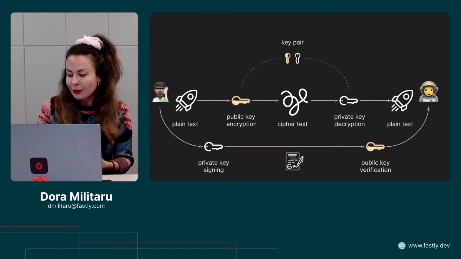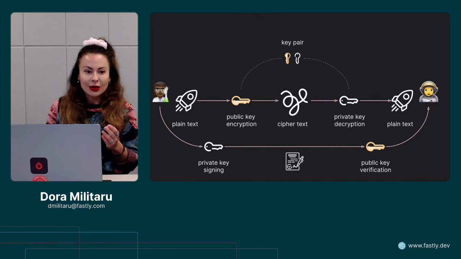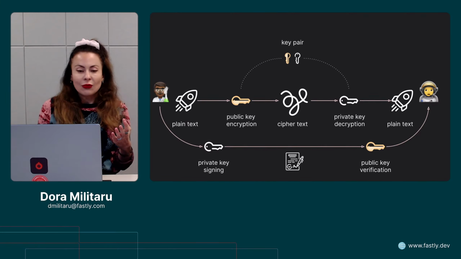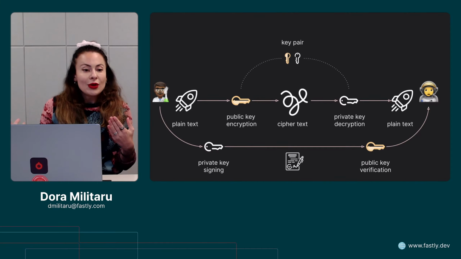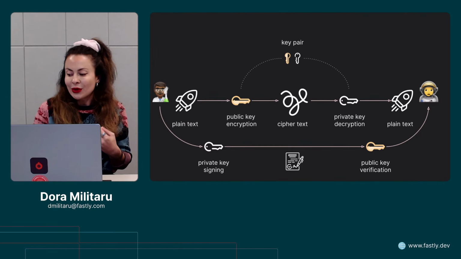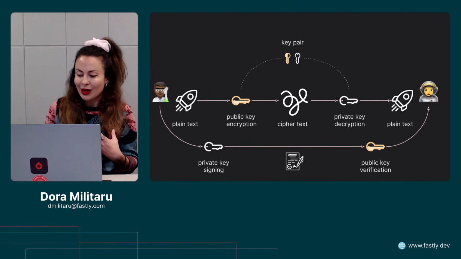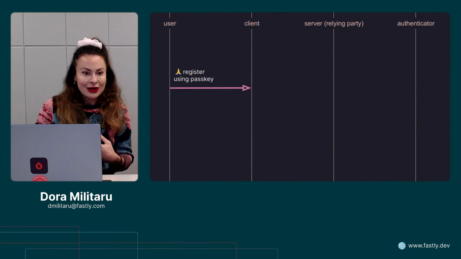Pretty cool stuff, right? So these two keys, they're cryptographic inverses of each other, which means what the public key encrypts, the private key decrypts, and what the private key signs, the public key verifies. And you only need to keep one of these a secret, and that's what WebAuthn is banking on to enable secure passwordless authentication.